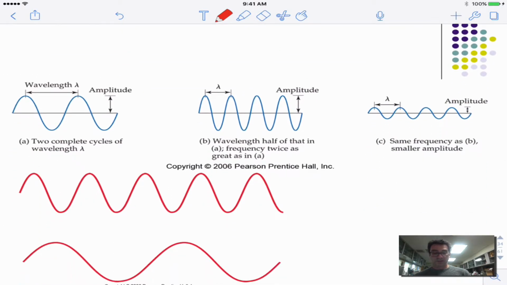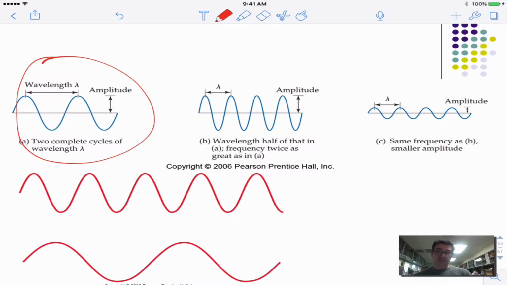Here's showing you a wave on the left here. It has a certain wavelength and an amplitude. If I push those waves together, I am decreasing the wavelength, but the frequency has gone up.